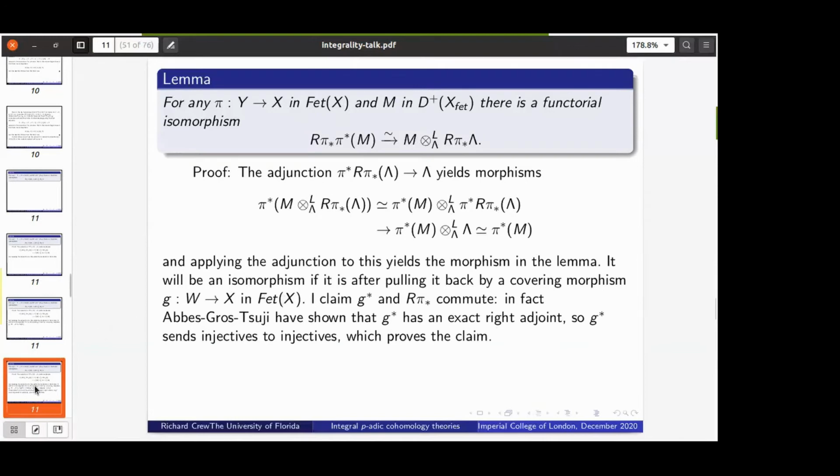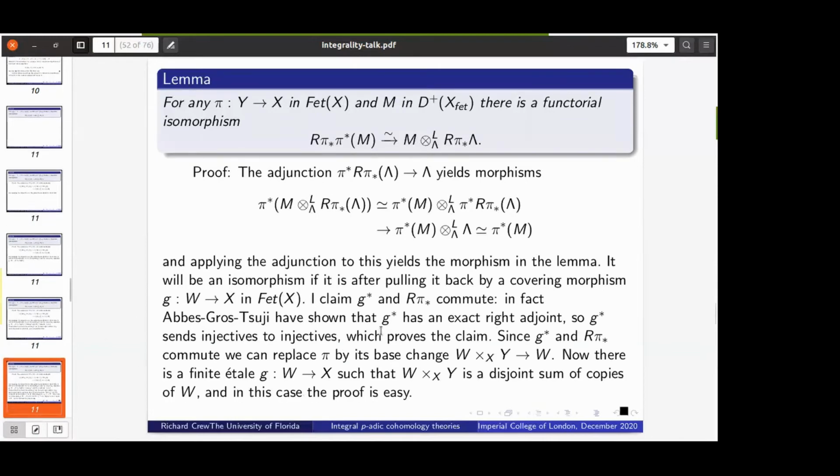that they commute. So since g upper star and R pi lower star commute, I can replace the morphism pi by its base change by g. Okay. So then all I have to do is pick a finite étale g from W to X with the property that the pullback scheme W times Y over X is a disjoint sum of copies of W. And in that case, you know exactly how the group acts, and the proof is easy. So that's it for the lemma.